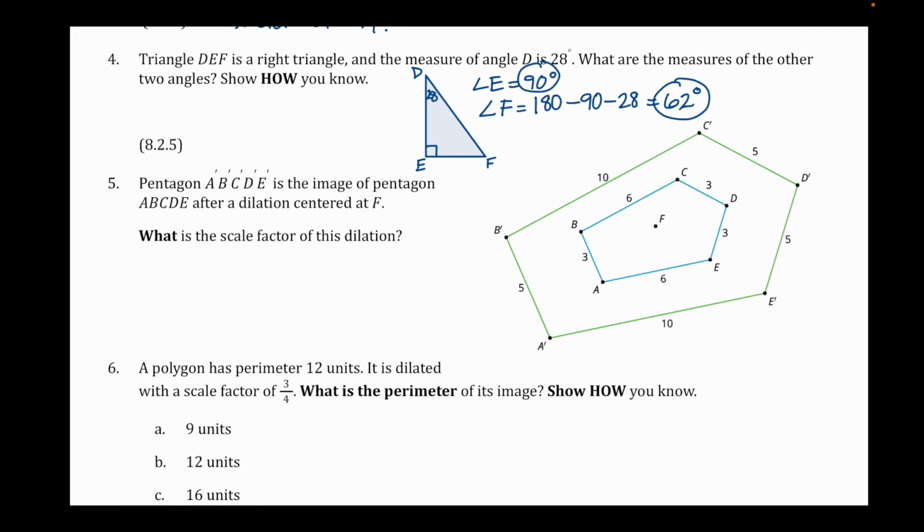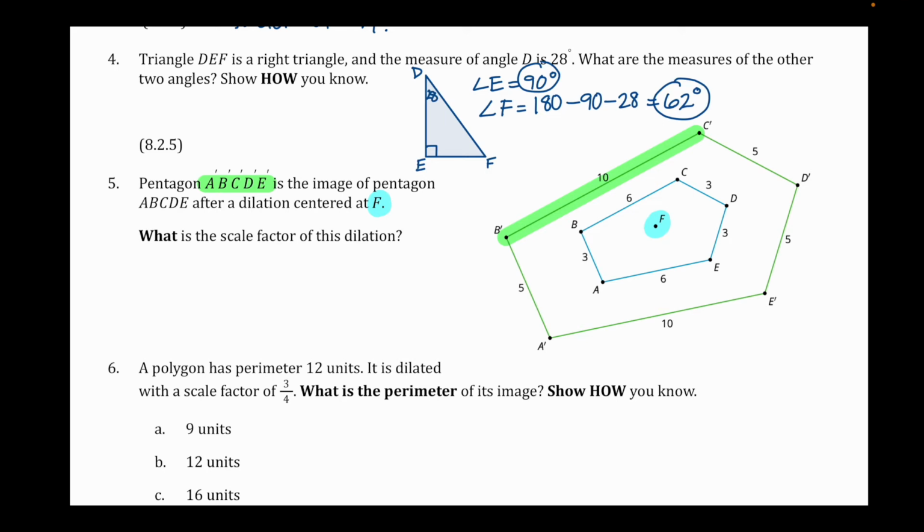For question 5, we have a pentagon. So the pentagon A prime, B prime, C prime, D prime, E prime, is the image of pentagon ABCDE after a dilation centered at F. So I see F right here and right here. Got it. And then A'B'C'D'E', that is the green one on my image here, or it's just the larger one on the outside. I'm not going to outline the whole thing, but you can see I'm highlighting one that has the prime letters in it.